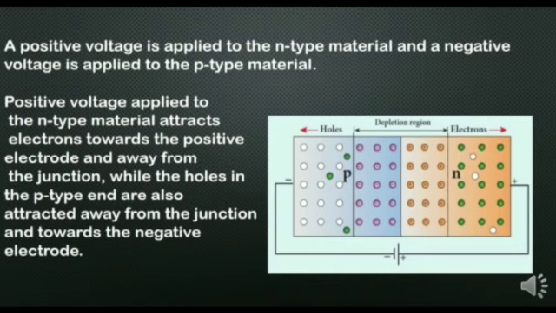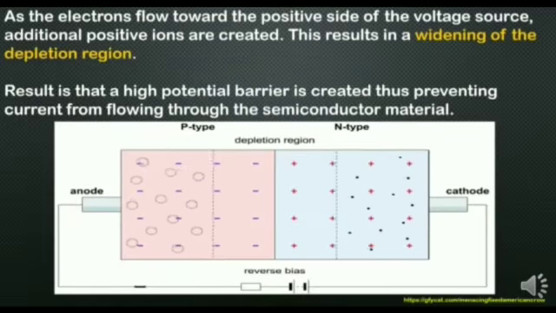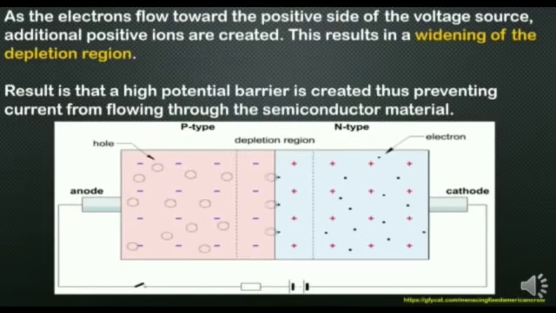while the holes in the P-type end are also attracted away from the junction and towards the negative electrode. As the electrons flow towards the positive side of the voltage source, additional positive ions are created. This results in the widening of the depletion region, which creates a high potential barrier, thus preventing the current from flowing through the semiconductor material.